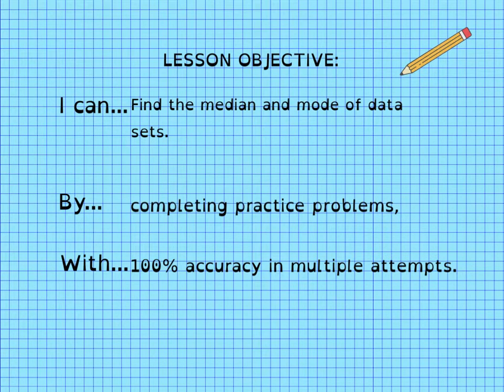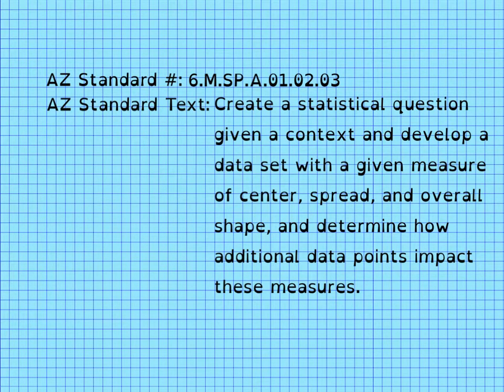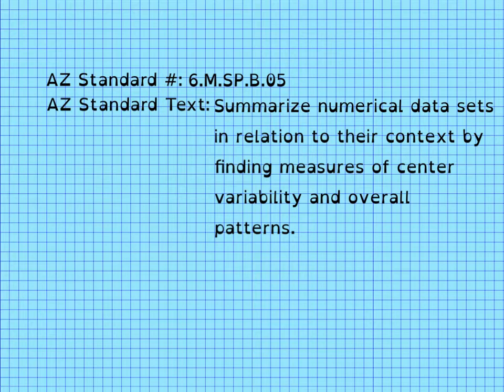Today's objective is I can find the median and mode of data sets by completing practice problems with 100% accuracy in multiple attempts. One of the standards we'll be working on today is create a statistical question given a context and develop a data set with a given measure of center, spread, and overall shape, and determine how additional data points impact these measures. The second standard we'll be working on is summarize numerical data sets in relation to their context by finding measures of center, variability, and overall patterns.